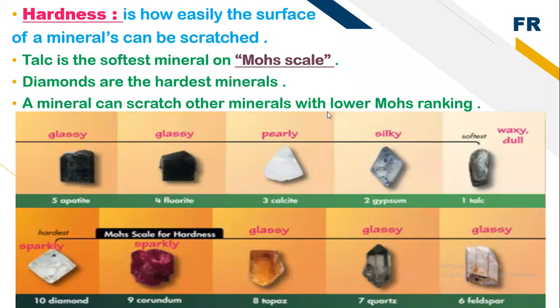Do you know? Your fingernail on the Mohs scale is from 1.5 to 2.5. That means your fingernail can scratch gypsum and talc. The blade of a knife has a hardness of about 6.5, so it can scratch feldspar down to talc. And diamond can scratch all the minerals here.